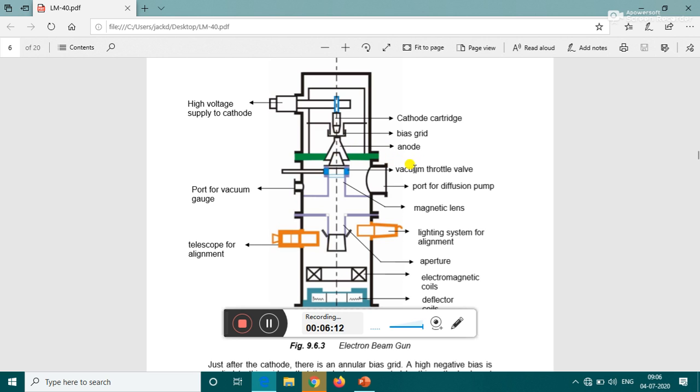Now let's leave the vacuum throttle valve, port of diffusion pump, port of vacuum gauge, etc., and we can go to the magnetic lenses.